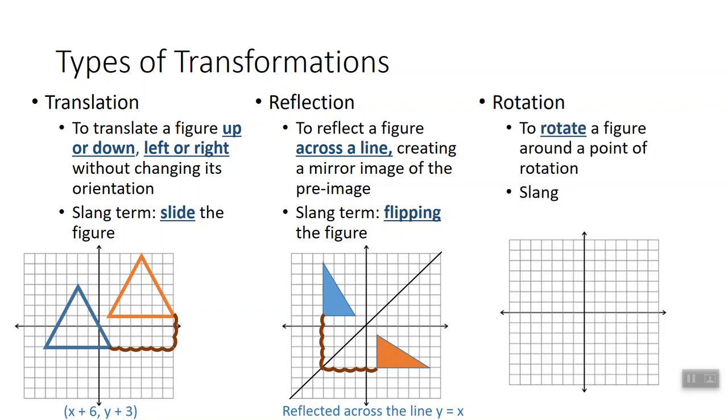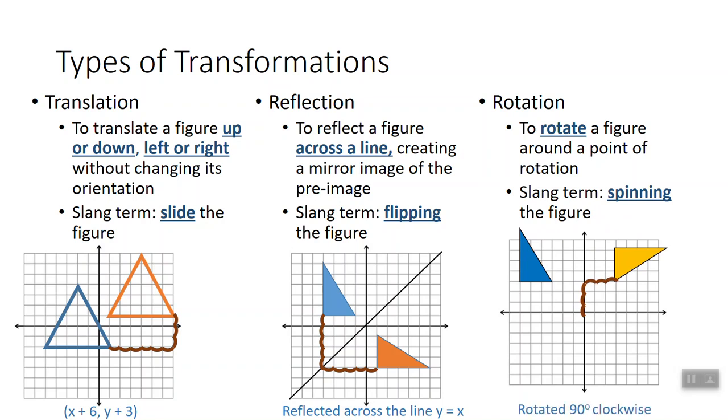Rotation is to rotate a figure around a point of rotation. The slang term will be spinning the figure. So we're going to take this blue triangle and we're going to rotate it 90 degrees. If you imagine a little right triangle from the origin to one of the vertices, that right triangle gets rotated into the next quadrant. We're going to say this was rotated 90 degrees clockwise because it traveled to the right. If it traveled down, we would call it counterclockwise.